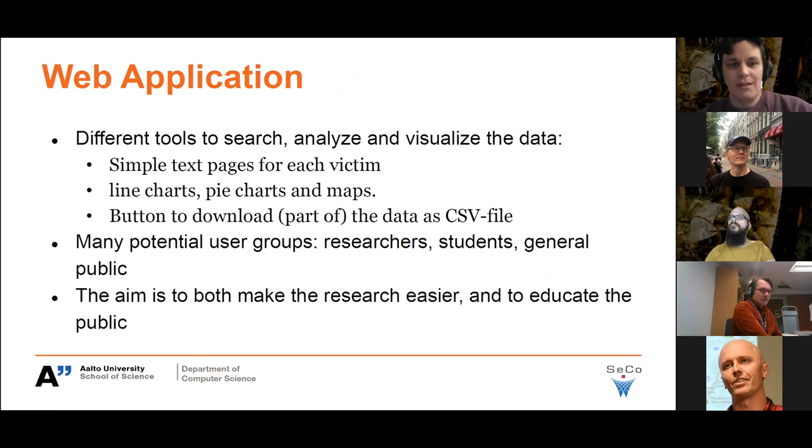So while we make the data for researchers, of course, but like Ilkka said, there are many different groups of users. So there are 70,000 people perhaps using it every year. Most of them are just regular people looking for their relatives perhaps. And the tools need to be useful for researchers, but also accessible for the general public. And hopefully we have done that.